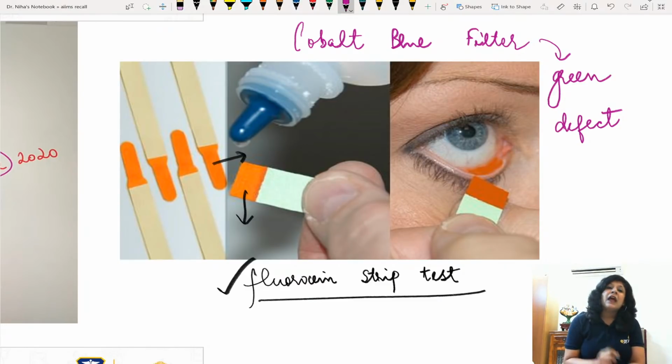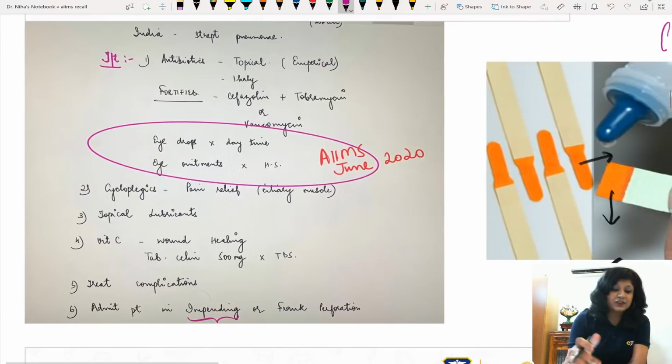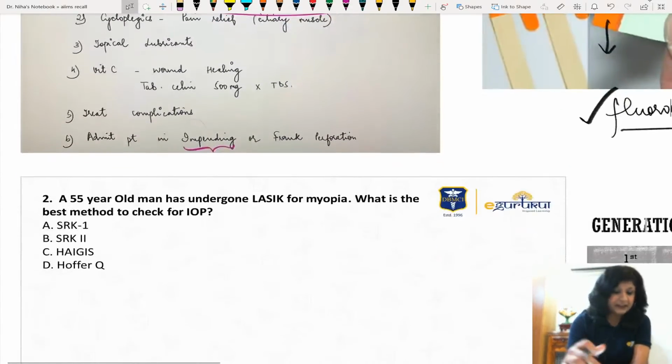One more thing, everybody knows that we will give antibiotics, we will give the mydriatics and cycloplegics, but you should also know that we also give vitamin C. Vitamin C will help in wound healing, because most of the cornea is actually collagen stroma. So that way vitamin C will help in the healing. So this was your first question. I think this is very clear.